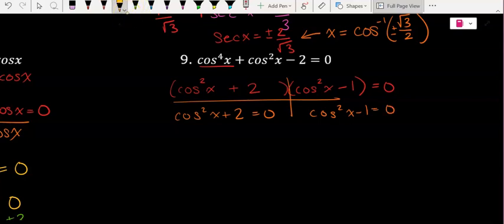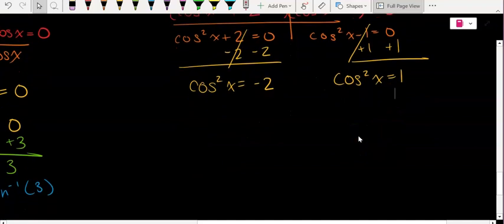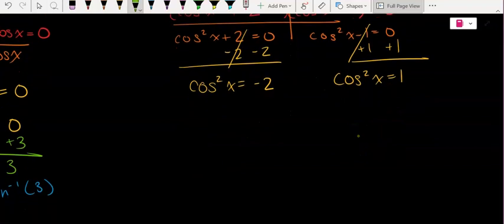And then I'm going to subtract 2 from both sides and add 1 to both sides. And so that gets me cosine squared x is equal to -2. And over here I get cosine squared x is equal to 1. Now, in order to solve for x, just like a lot of these other problems, I have to go ahead and square root both sides.